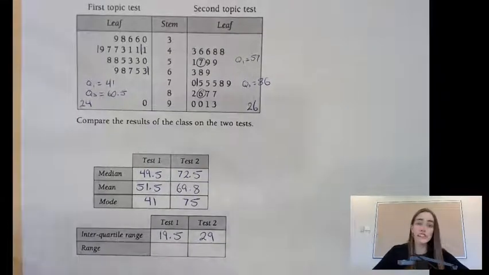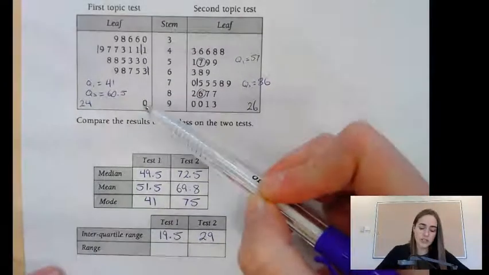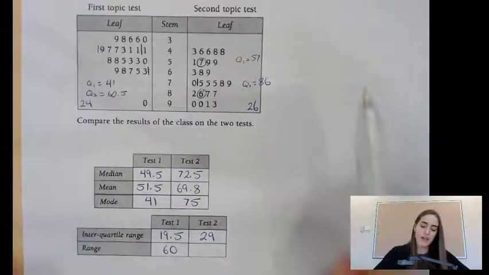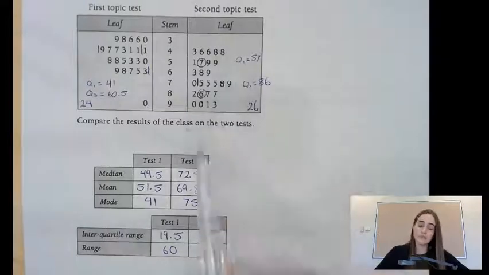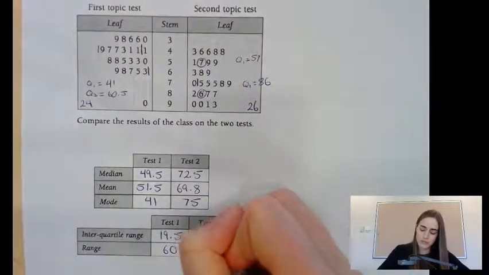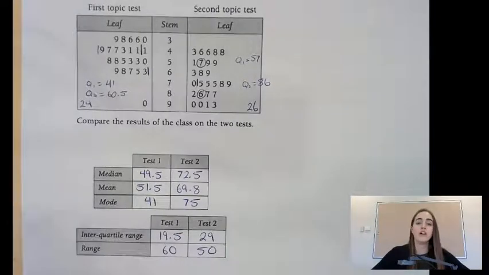Now your range is just the highest minus lowest. So for test 1, that's going to be 90 minus 30, so it will be 60. And for test 2, we're going to have 93 minus 43, which would give me 50. So now that we've done all our calculations, we have our numbers, now we need to interpret them.